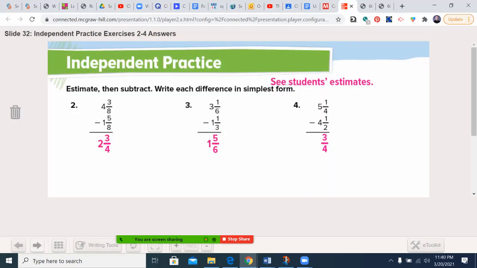Welcome back. Let's see how you did. All right, so we have a 2 3/4, 1 5/6, and 3/4. Because this became 3 11/8. 11 minus 5 is 6, and 6/8 became 3/4, and then 3 minus 1 was 2. Right here, this is 2 and 7/6. So we get 1 and 5/6. This became 4 and 5/4 minus 4 and 2/4. So we get 3/4.